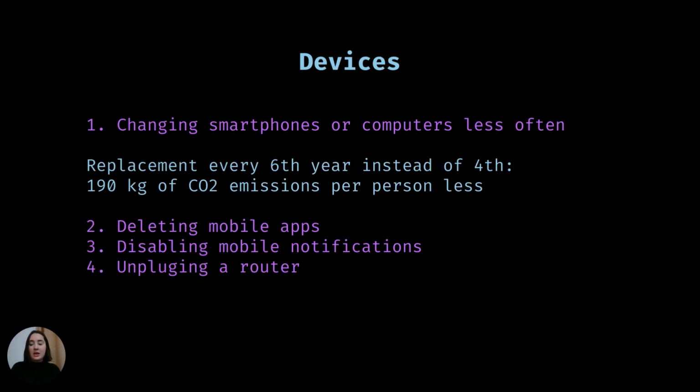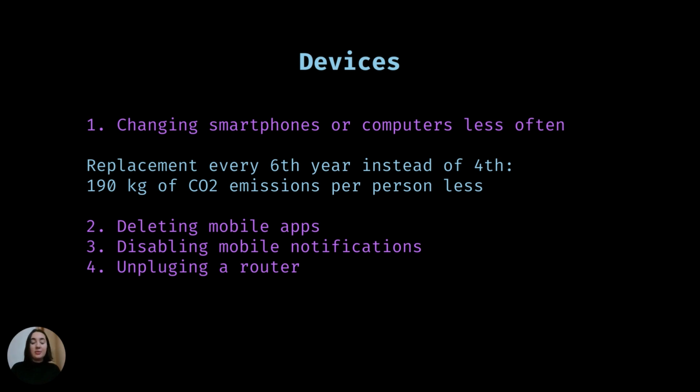And if we think about the devices, then changing smartphones or computers less often is also a more sustainable routine. So if you consider replacement every 6th year instead of every 4th of your smartphones or of your computer, then you suddenly emit 190 kilos of CO2 emissions less. So this isn't such a huge difference in time, but when it comes to the emissions, it really matters.